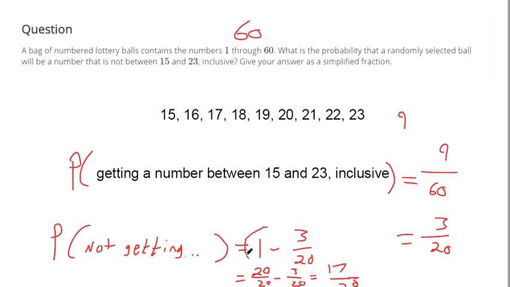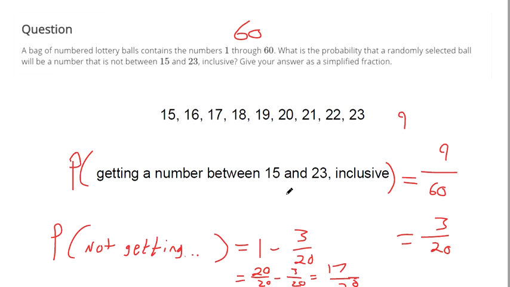1 kind of represents 100%. And this is like the percentage chance of getting a number between 15 and 23. If we subtract them, then what's left is the probability of not getting a number between 15 and 23. It's just like today, if it says there's a 20% chance that it's going to rain today, your mind knows that means there's an 80% chance that it does not rain today. Right? Because you did 100% minus 20%. That's the complement.